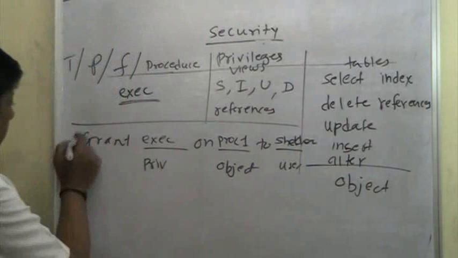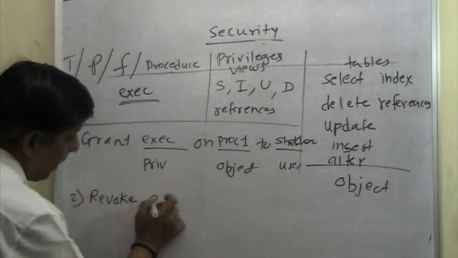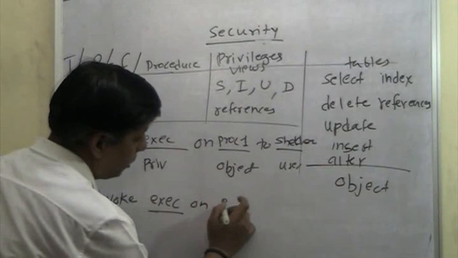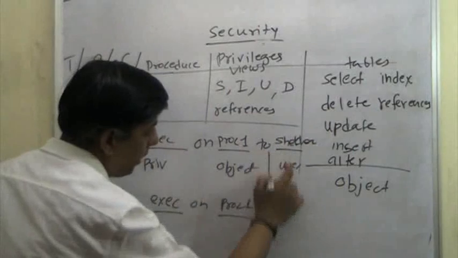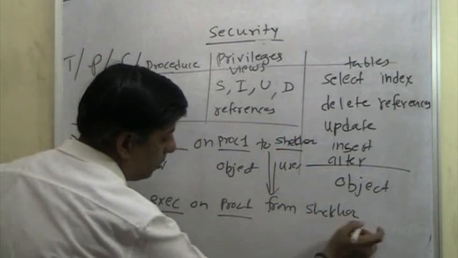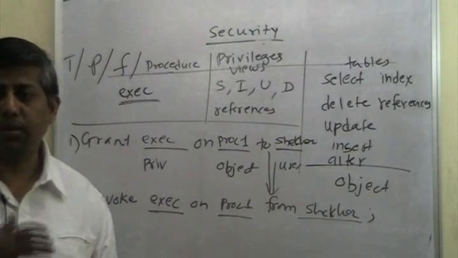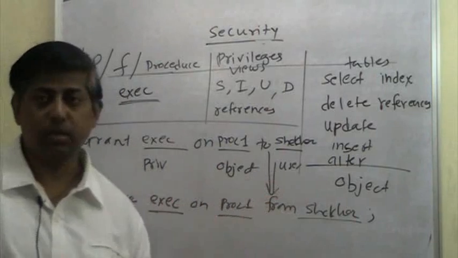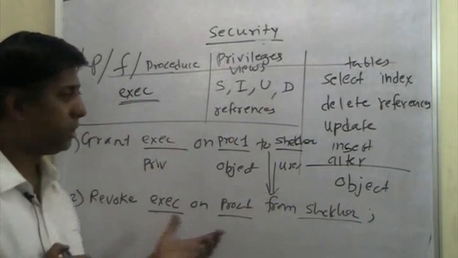Just like grant, there is another command which we also saw, revoke. Revoke execute on the procedure name from Shekhar. Here, instead of the word to, we have from. So this is that user, and a semicolon. So grant and revoke are the only two commands that we need to memorize, but the syntax has to be remembered: privilege, object and user. This is how you grant object level privileges, and this is how you revoke them.